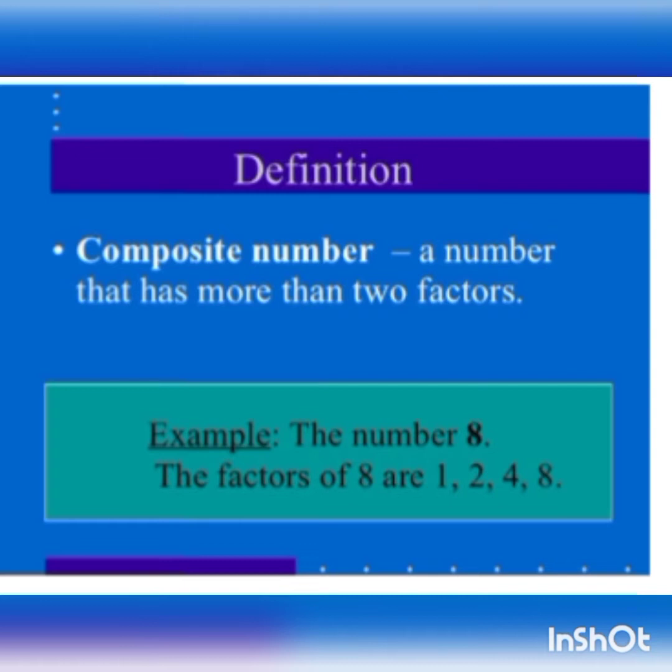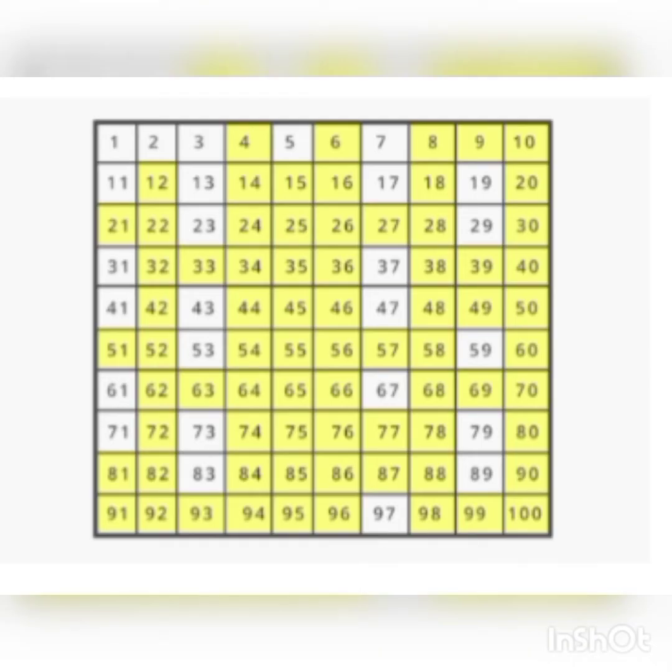Now see the concept of a composite number. A composite number is a number that has more than two factors. We can see here the definition. Next, move towards the example, that is the number 8. The factors of 8 are 1, 2, 4 and 8. We can see here the factors of 8 are more than 2, so this is a composite number. Here are the examples of composite numbers. Except prime numbers, all the numbers are composite numbers.